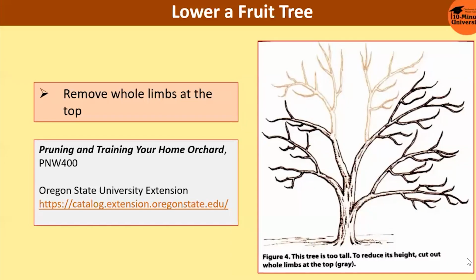If you have a tree that has grown too tall, this is an illustration that seems pretty drastic. It's taken out of a handout from a publication from Oregon State University. And essentially, they advise that you simply remove the upward pointing branches as illustrated to reduce the height.